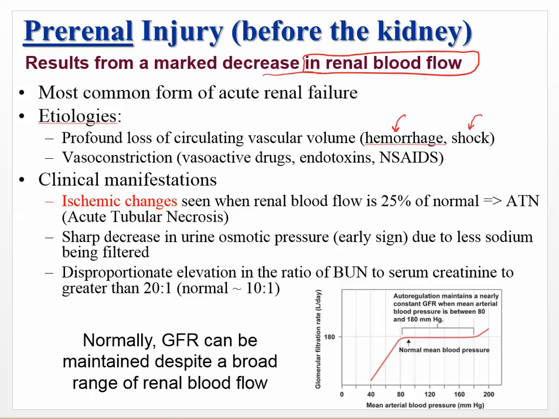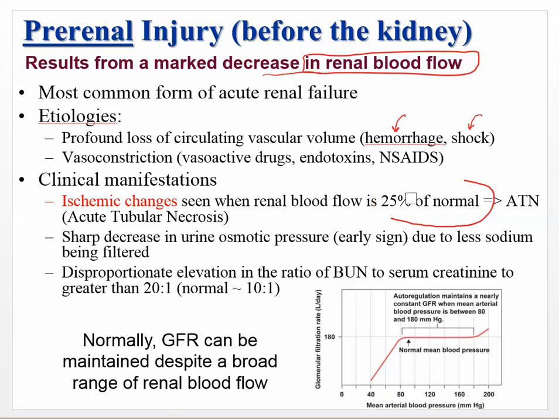Vasoconstriction could happen in a number of different ways: vasoactive drugs, endotoxins, NSAIDs, something that's just triggering vasoconstriction. Clinical manifestation: ischemic changes are seen when renal blood flow is 25% of normal. So we've dropped it to a quarter of what it usually is.